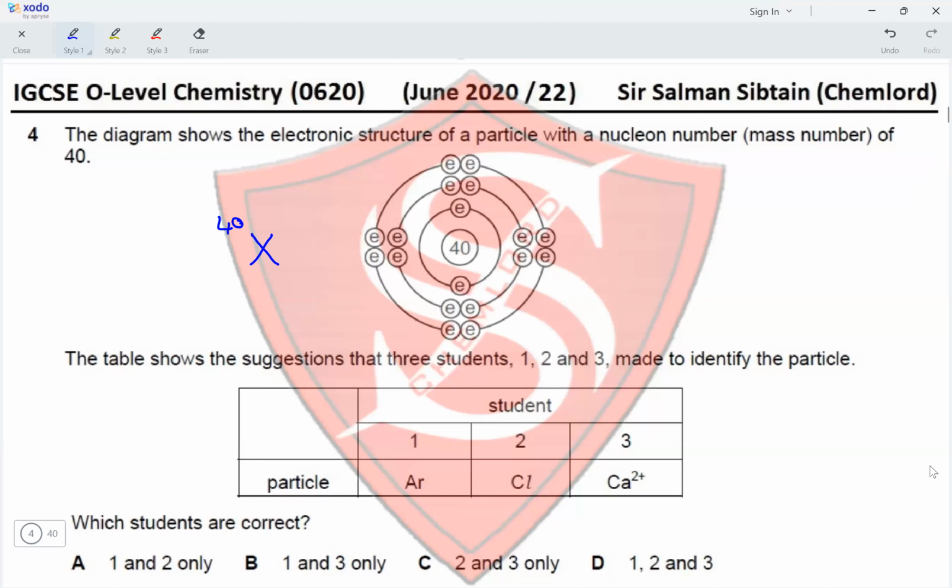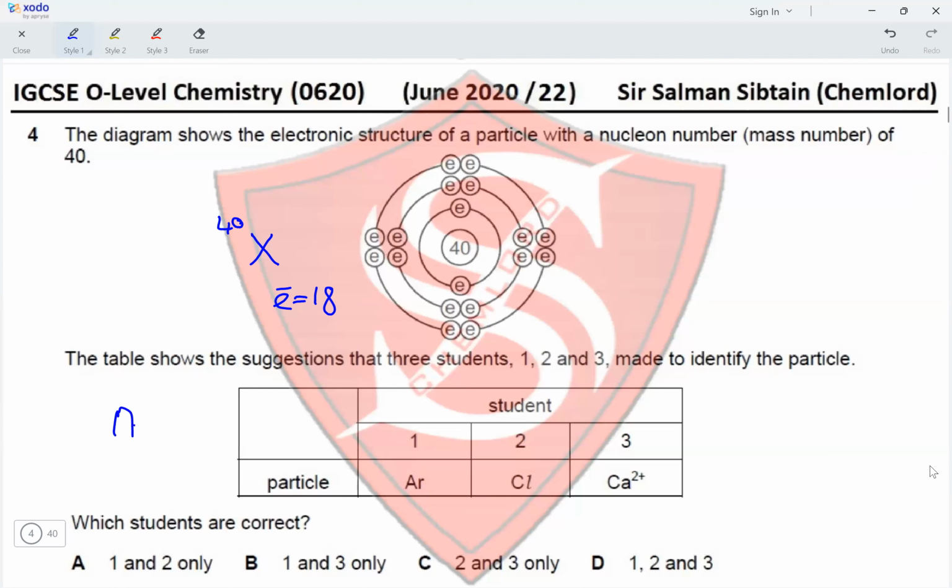So this particular element, let's call it X, has a nucleon number of 40, but we cannot find out the number of protons because these are just electrons. This could be an ion also. So the number of electrons is 18. We cannot call this the proton number. Okay, the table shows the suggestions that 3 students, 1, 2, and 3 made to identify the particle. Student 1 says it is argon.